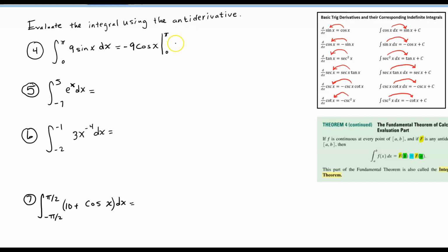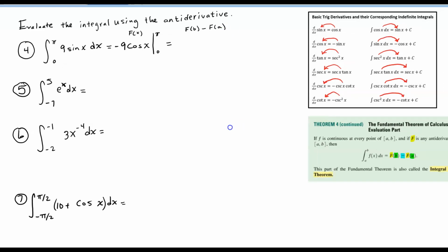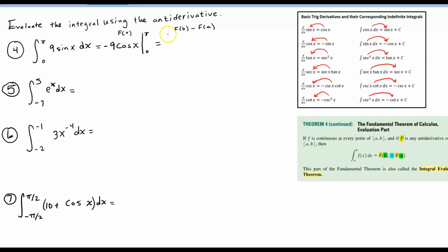So what this means is that if this is my capital F of x, I'm going to find F of b and subtract F of a. This is the fundamental theorem being applied. Okay, so let's go ahead and do that.